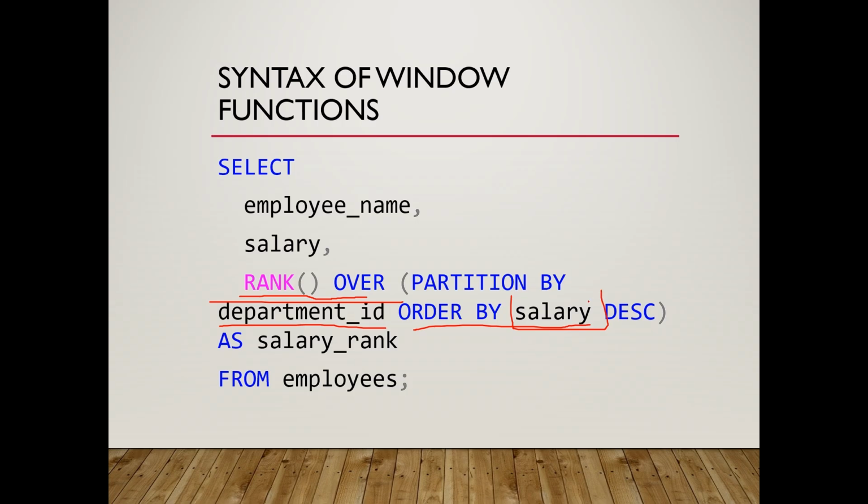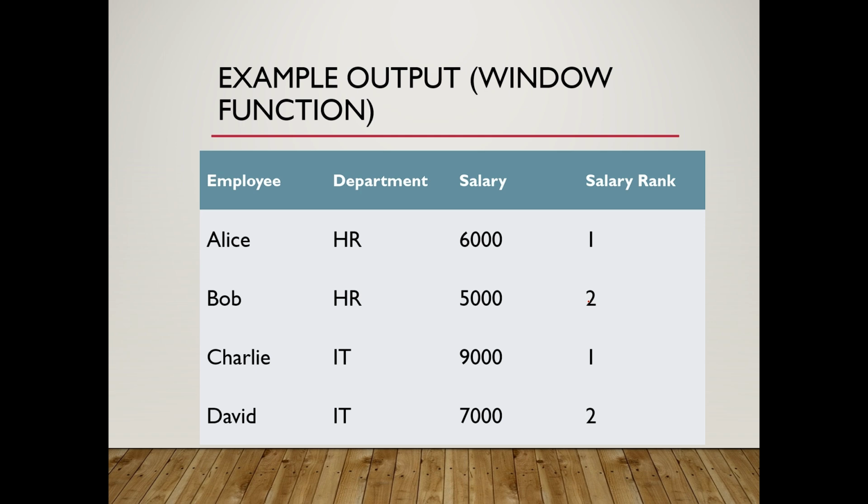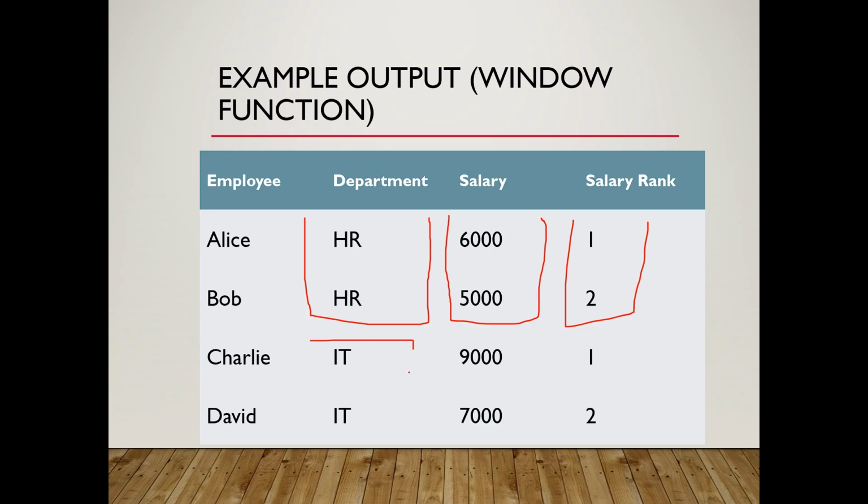The magic is we don't collapse the rows like GROUP BY would. Every employee still shows up, just with their rank added. For example, I have shown the result set for that. As you can see, employees are ranked within their department based on their salary. This is the HR department data, this is the HR department salary, and this is the rank for Alice and Bob. Same as it is for the IT, but the original table remains intact.